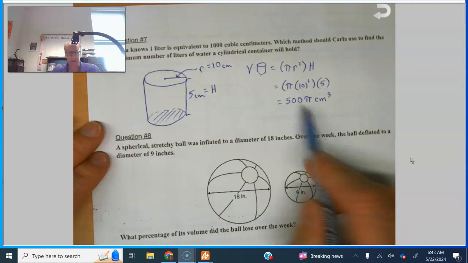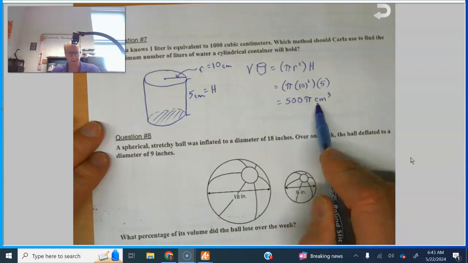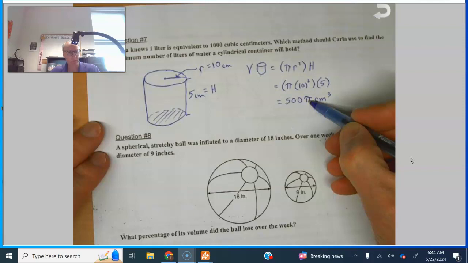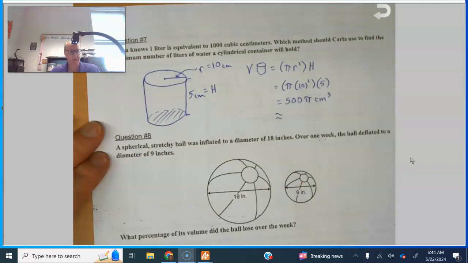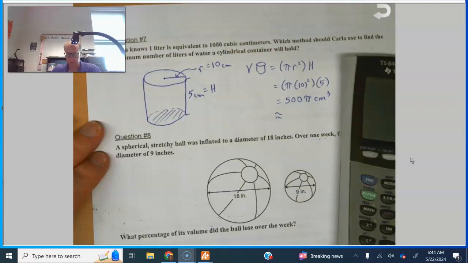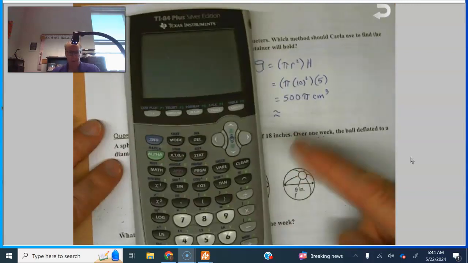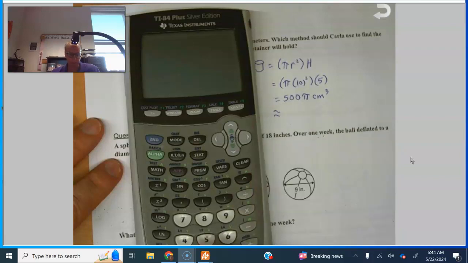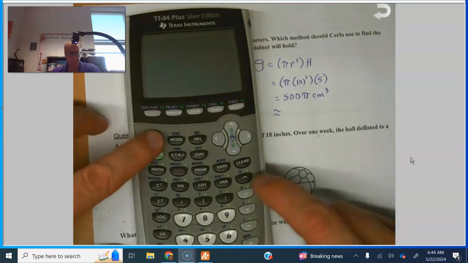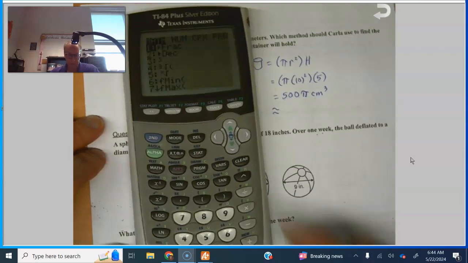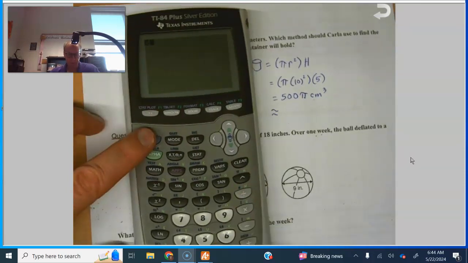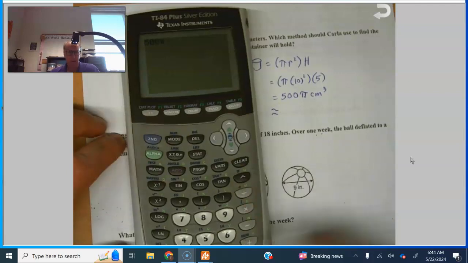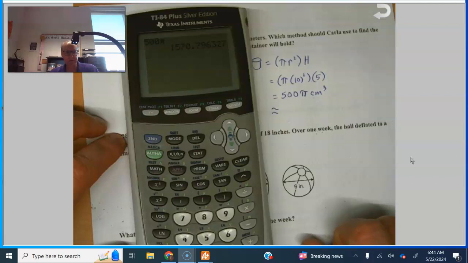Well, that's an exact answer, and we pretty much want an approximate answer. You could change this to 3.14. If you use the pi key in your calculator, it'll become even more accurate. The pi key is right above here in blue, and that's going to be very accurate. Helps if I turn it on. I'm going to take 500 times pi, and that's going to give me about 1571, more or less.